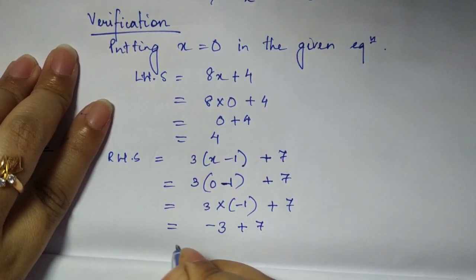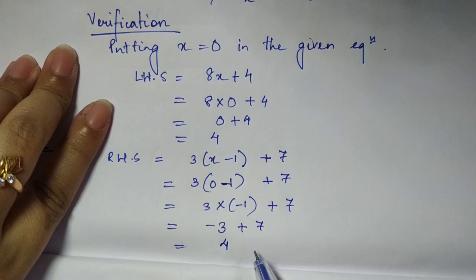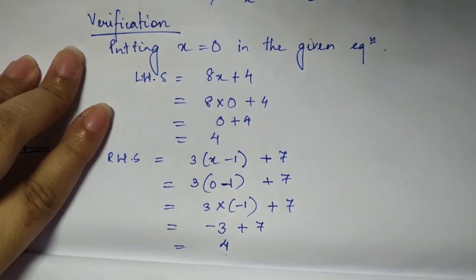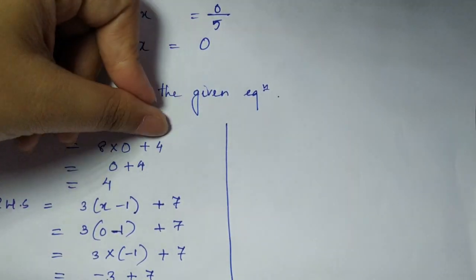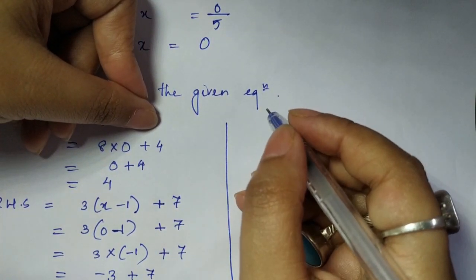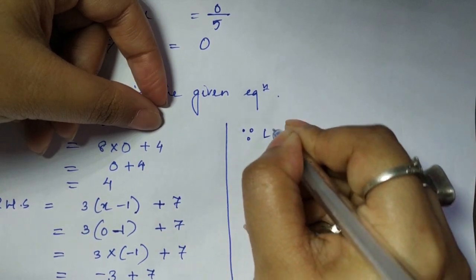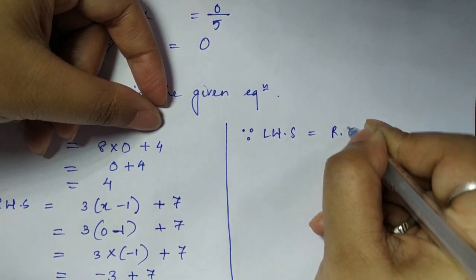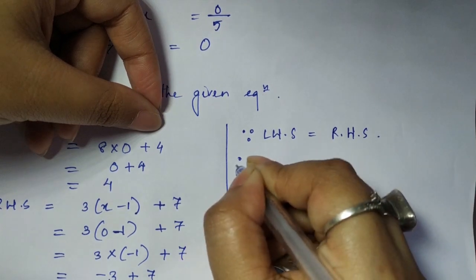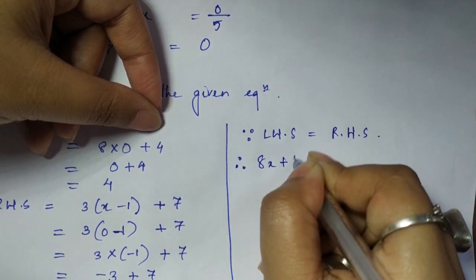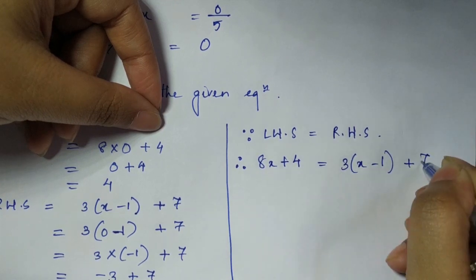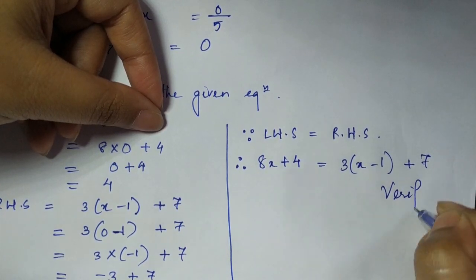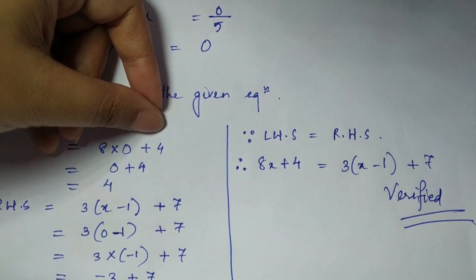Minus 3 plus 7 equal to 4. Now if you see, this and this are equal. So I am using this case here: since left hand side is equal to right hand side, what can I write? Therefore 8x plus 4, that is the given equation, is correct. So I can write, and please write, it's verified.